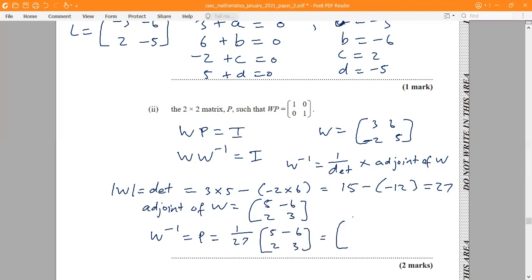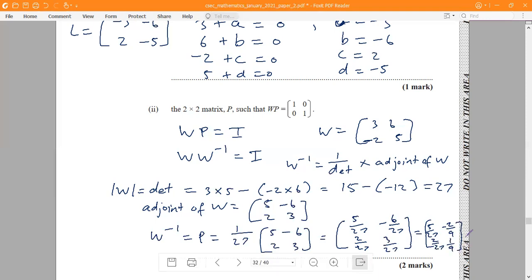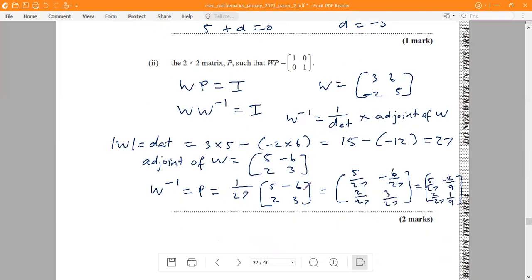And this would result in 5 over 27, negative 6 over 27, 2 over 27, and positive 3 over 27, because we multiply each entry by 1 over 27. We could also simplify this. We can reduce to lowest terms: 5 over 27, negative 2 over 9, 2 over 27, 1 over 9. Okay, and that is our matrix capital P, which is also the inverse of W.